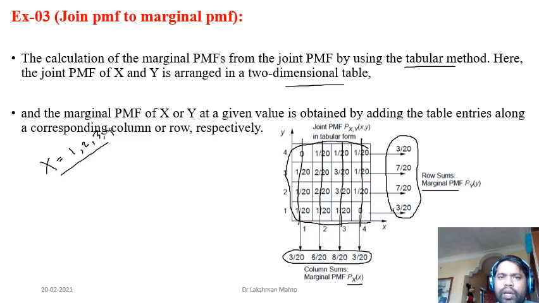Can anyone recall the definition of conditional probability mass function? The next question is to find a conditional probability mass function. Suppose you are going to calculate the conditional probability mass function of X given Y. How can you calculate this? That means you are going to calculate the probability of X given Y.